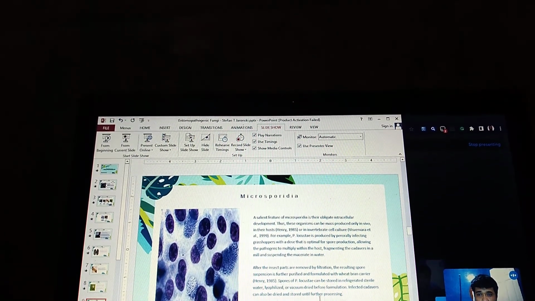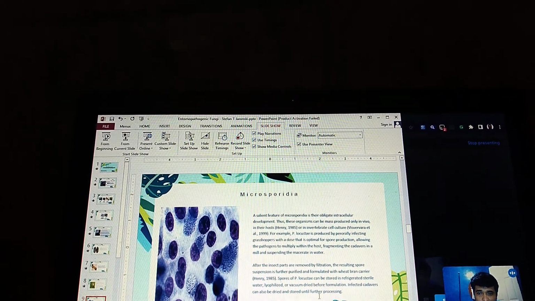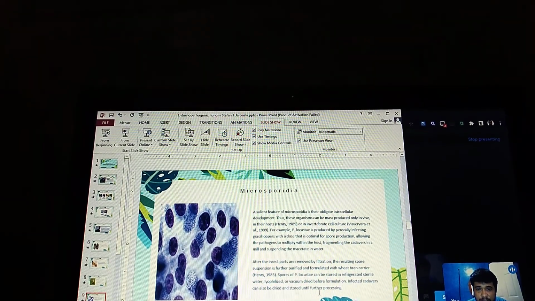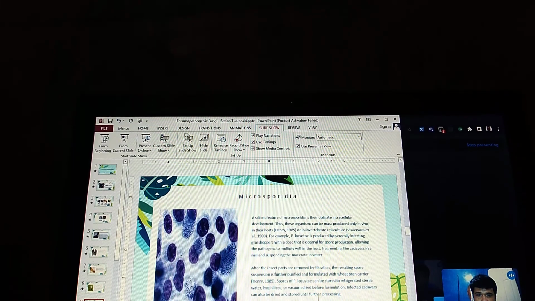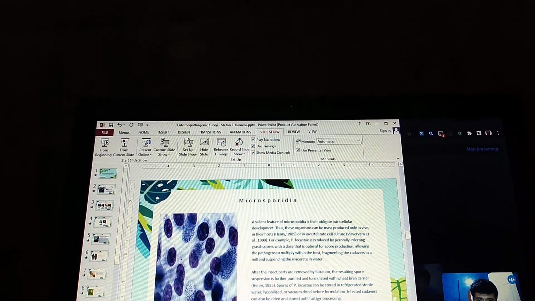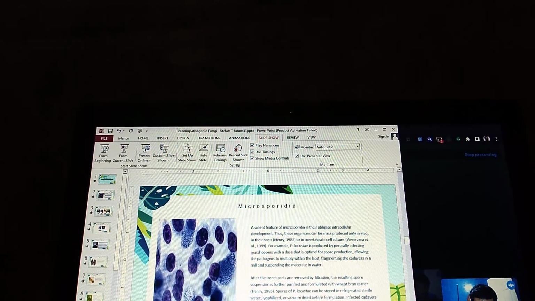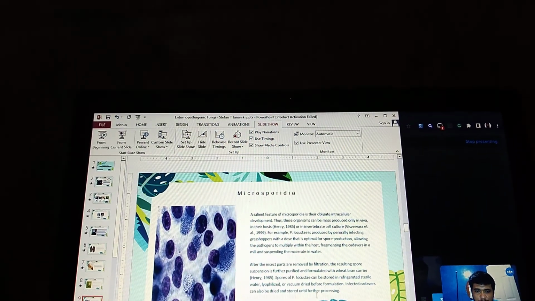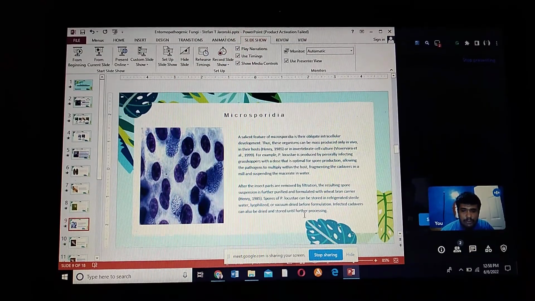A salient feature of Microsporidia is their obligate intracellular development. Thus, these organisms can be mass produced only in vivo in their host or in vertebrate cell culture. For example, Nosema locustae is produced by perorally infecting grasshoppers with a dose that is optimal for spore production, allowing the pathogens to multiply within the host.